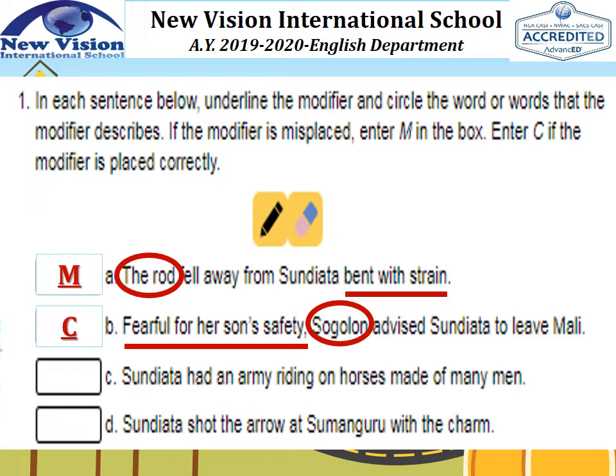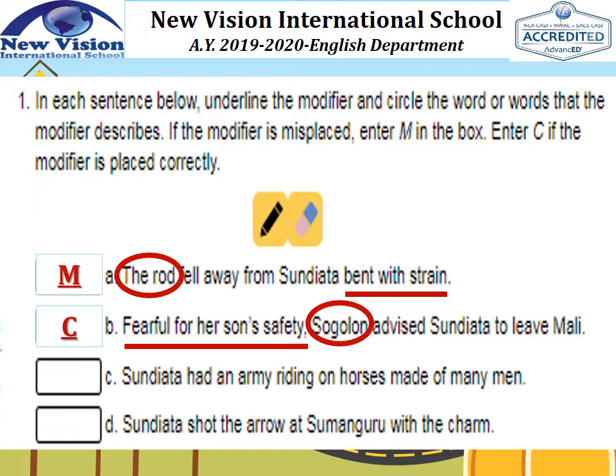What is the word or words it refers to? This phrase, this misplaced modifier with the charm, make a line, refers to what? Great. It's the arrow, not Sumanguru. So circle the arrow. Okay, so of course, there's a mistake, right? Letter M.